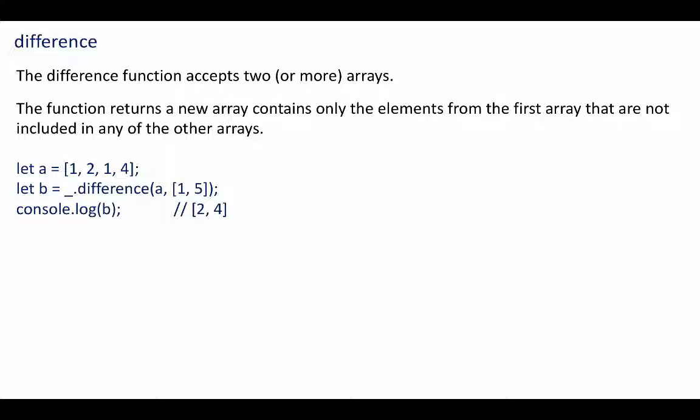Take note that the 1 value appears twice in A, but nonetheless all of its occurrences are deleted from the result. And if I'm doing something like B equals underscore.difference A, and then I'm passing two arrays, I'll get in the result only the elements from A that are not included in either of the arrays that appear as parameters. So in this example, only the number 2 does not appear in either of the arrays.